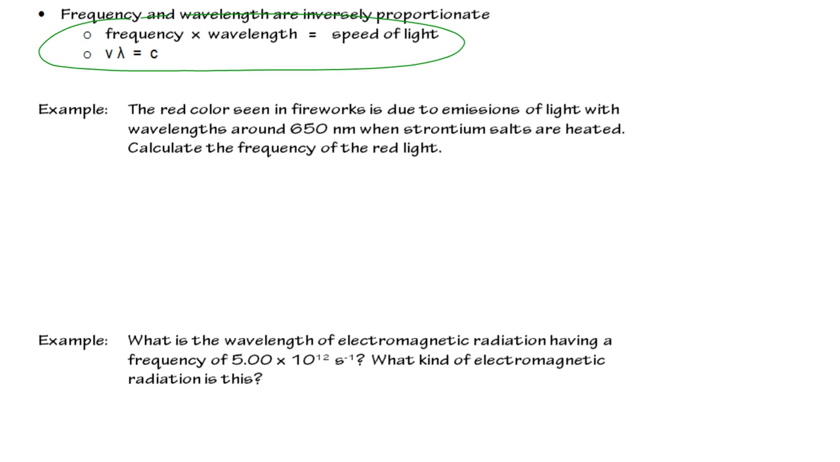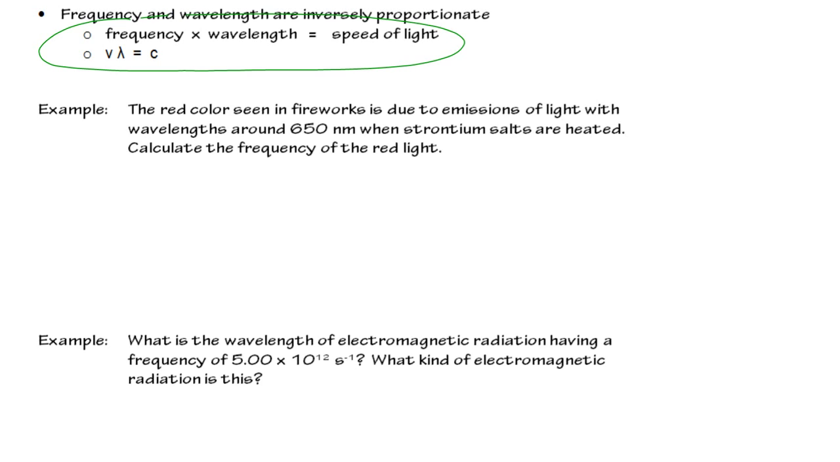Here's one of them. Frequency times wavelength equals speed of light. Here's how you may be using that equation, which again is given to you in the packet, and they'll tell you what all those symbols represent. We've got red color seen in fireworks due to emissions of light with wavelengths around, oh, here it is, 650 nanometers when strontium salts are heated.